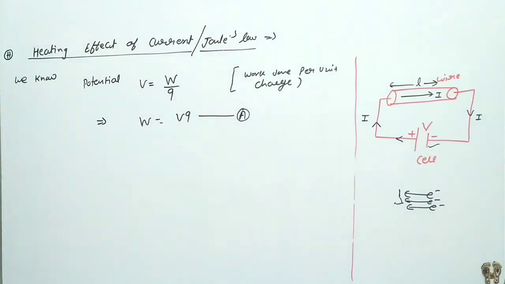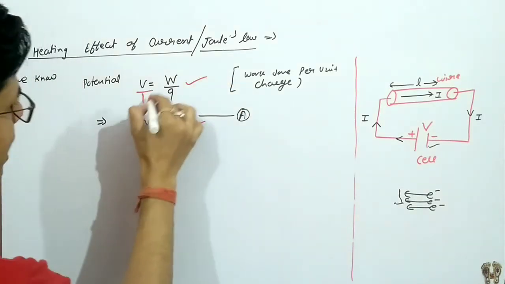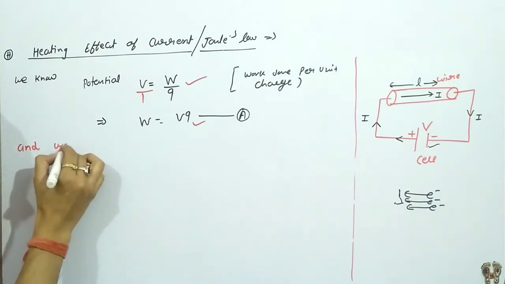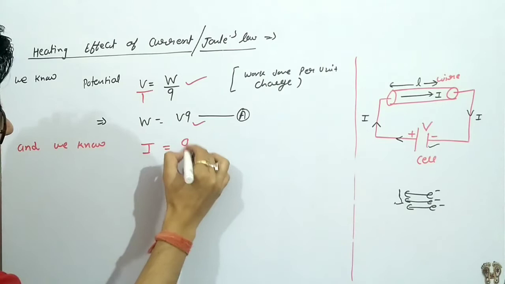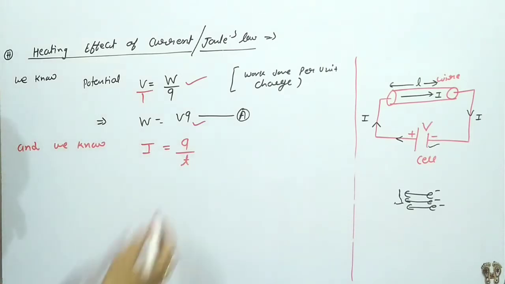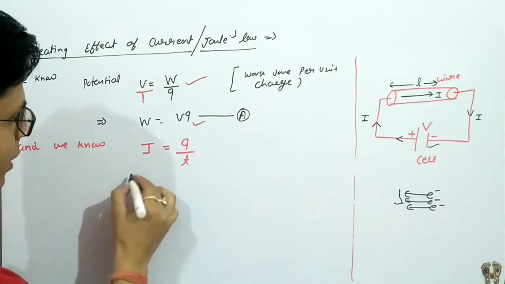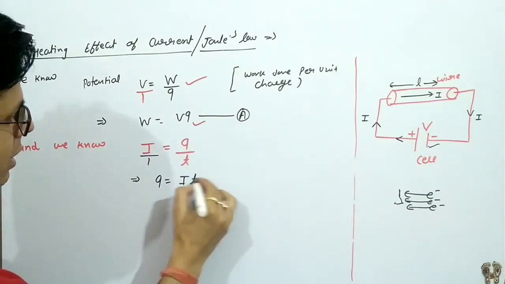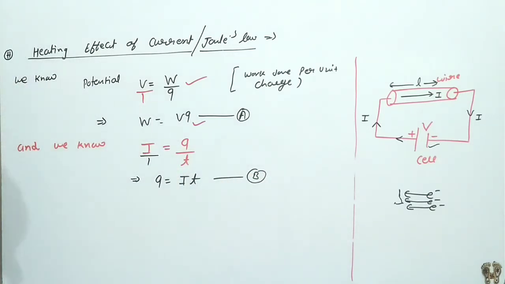In the previous video we discussed V equals W upon Q, so cross multiplying, W equals VQ. We also know I equals Q upon T. Rate of flow of charge is called current. So cross multiplying, Q equals IT. This is equation 2.